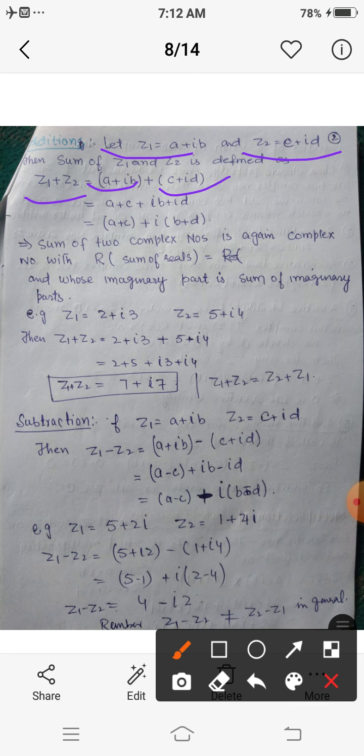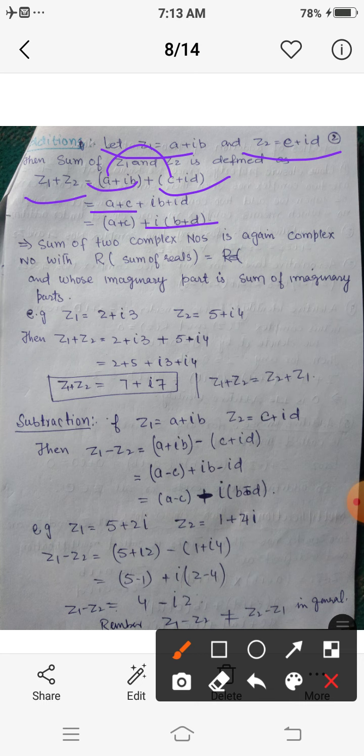Now here a is constant, c is constant. That is, constant in the sense they are independent of these iotas. So we simply add these two numbers, a plus c. Now iota b plus iota d is simply iota times b plus d.